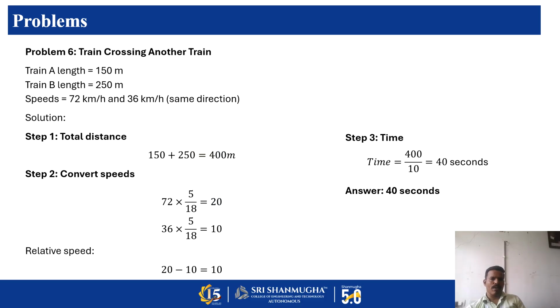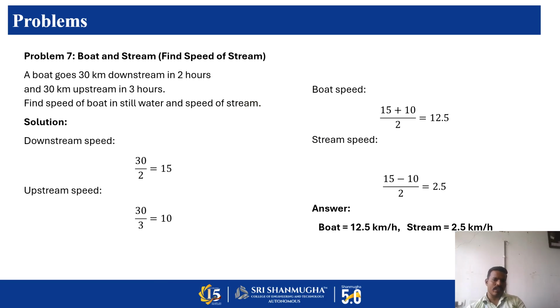Next is problem number 6, a train crossing another train in the same direction. With the previous formula, there is no difference except the relative speed. Apart from that, everything is the same. The relative speed is 10. So time is distance by speed, 400 by 10, which is 40 seconds. The answer is 40 seconds. Problem number 6 is the same direction, and the previous one was the opposite direction.